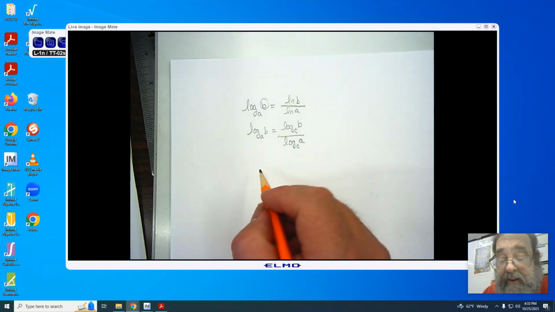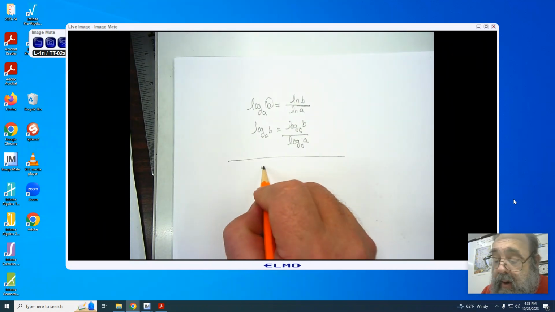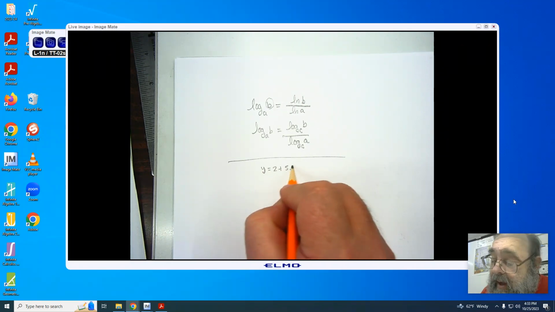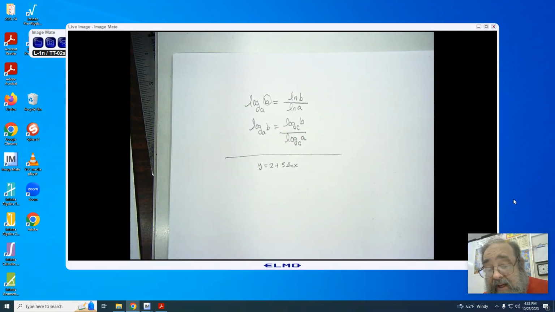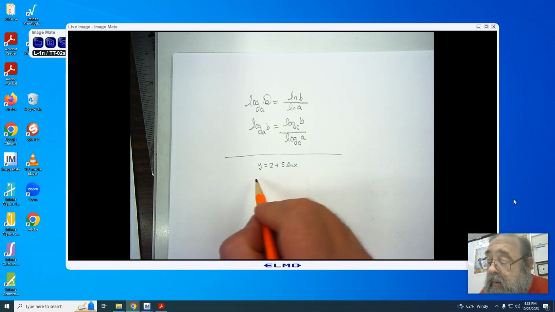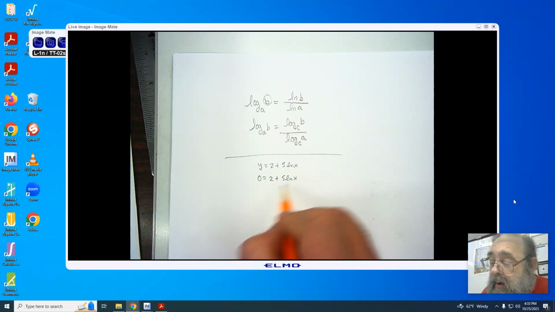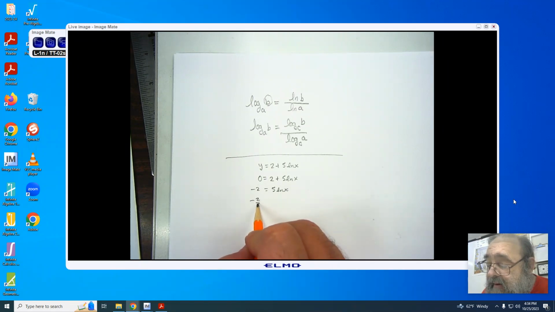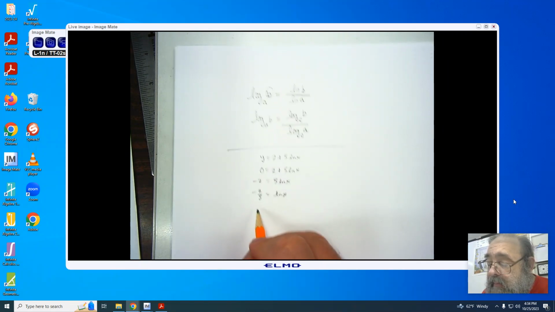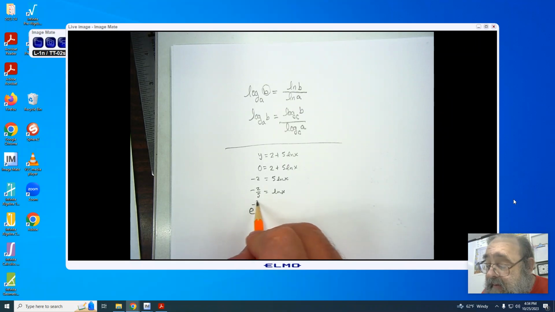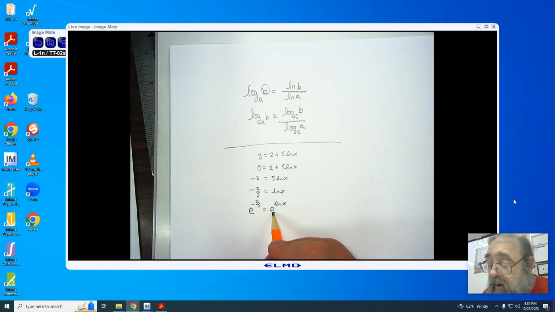All right, let's go ahead and use the first problem, y equals 2 plus 5 ln of x. Now all we're going to do is exponentiate, and we're going to find our solution. We let y equal 0 because all x-intercepts have a y that is 0. We're going to subtract 2, then divide by 5. Then we're going to exponentiate. e to the negative 2/5 is equal to e to the natural log of x. The e and the natural log cancel, leaving me with just x is e to the negative 2/5 power.